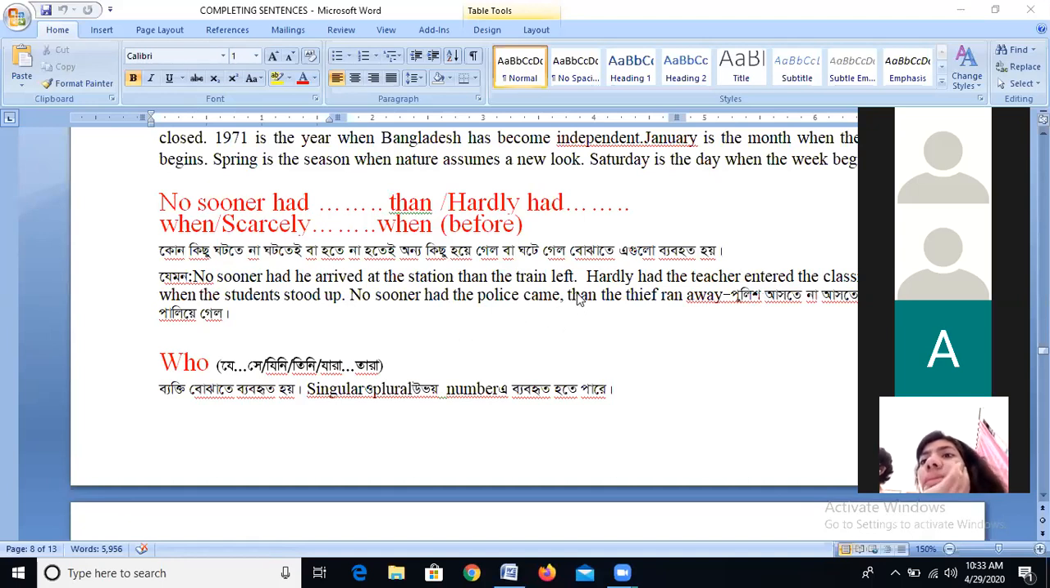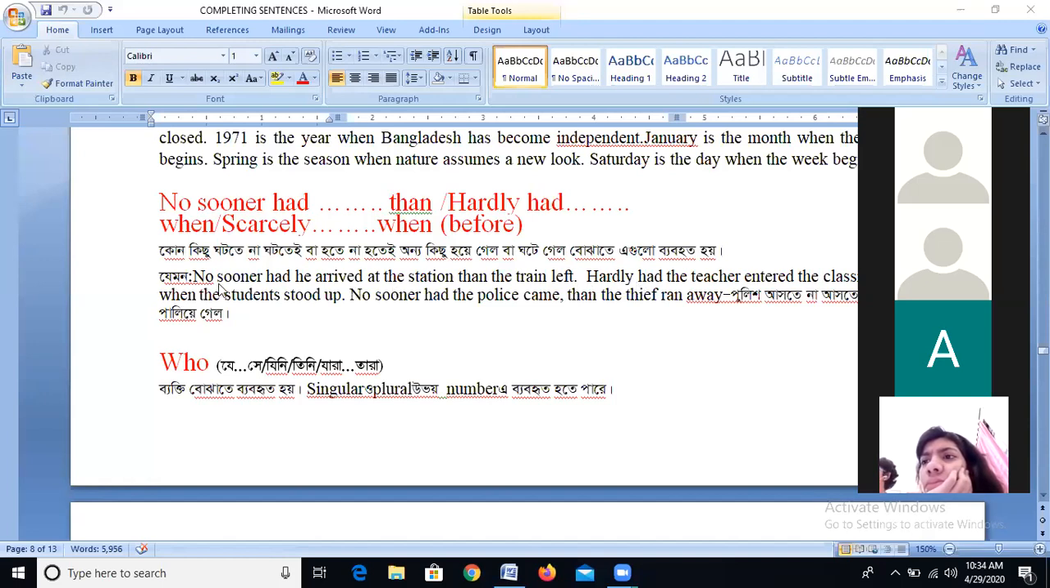Okay. Now come to this example. Hardly had the teacher entered the class. This is not a comparative degree. Hardly is not a comparative degree. For that reason, the next clause must not be started with than. We use a subordinating conjunction here. So what is that subordinating conjunction? When. If you use than here, you will be grammatically wrong. Why? Because this sentence is in positive degree.